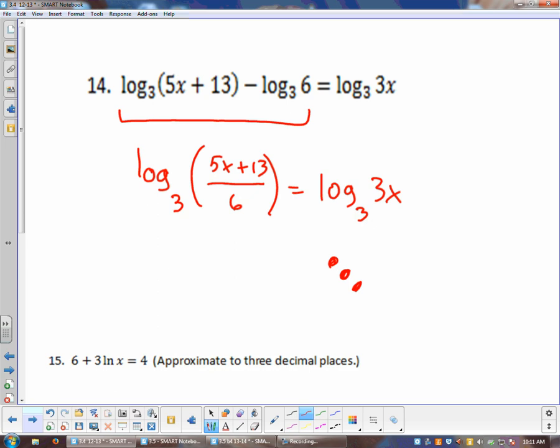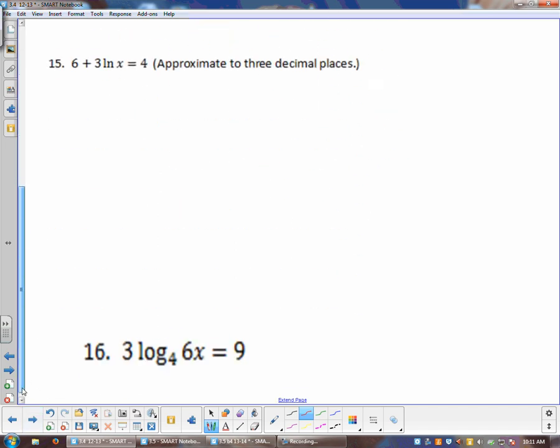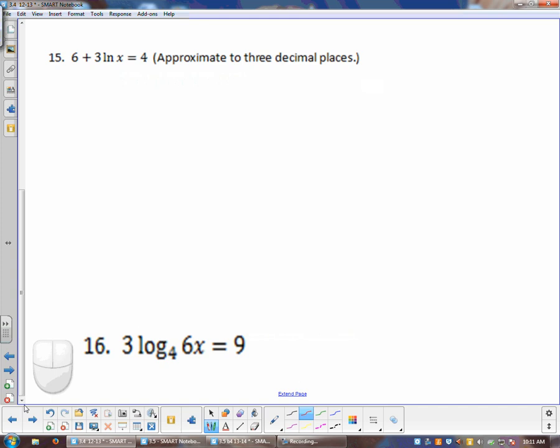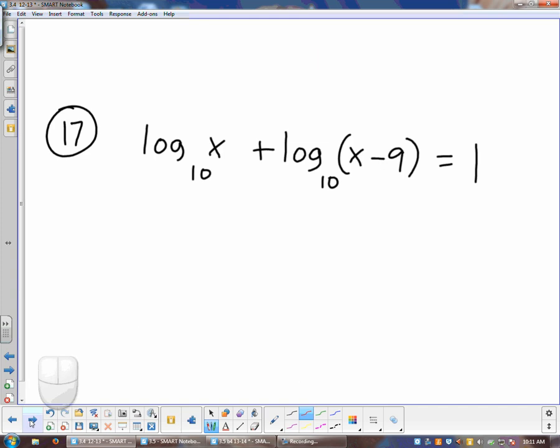I think you're going to be okay with number 15, I hope. And number 16, I think you're going to be okay with that. Number 17, I'm just going to say it's similar to the one we just did, number 14. Right?